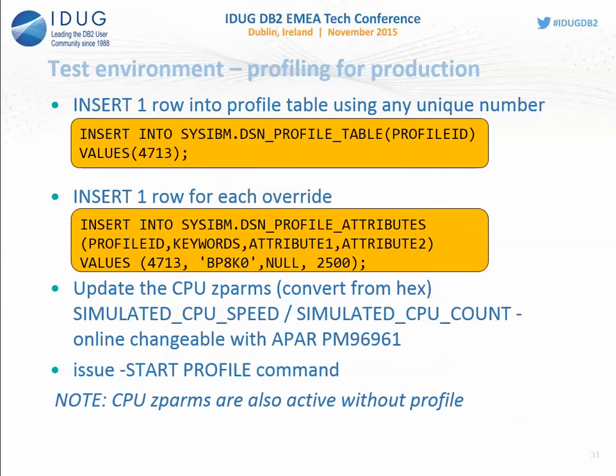Okay, so here you get the values, and now you plug them into the profile table, and you can start the profile command with the new ZPARMs, online changeable, and from now on your development system will behave like your production system. The same access path will be chosen as on the production system.